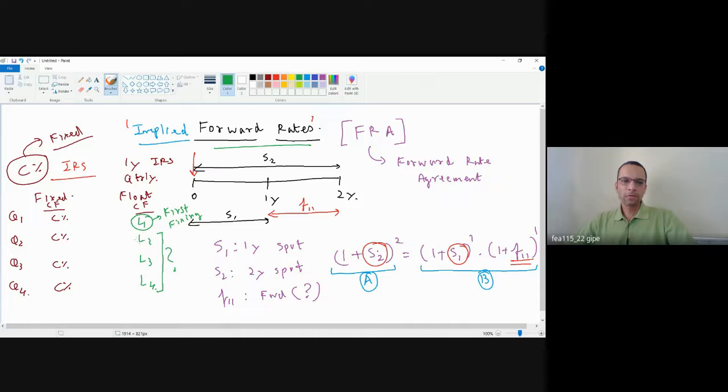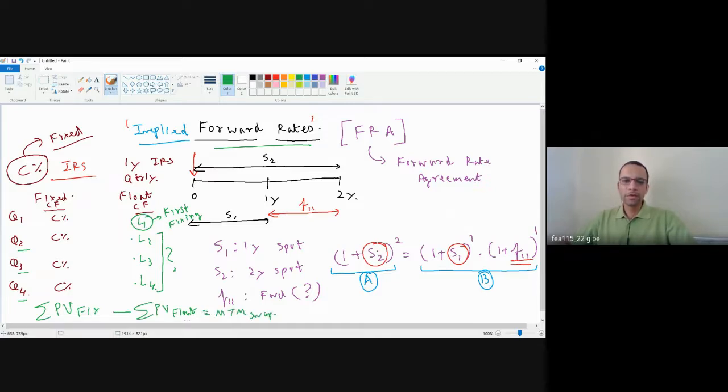And if I'm not able to figure out L2, L3, and L4, that means I don't know what the floating rates are for Q2, Q3, and Q4. And if I don't know what the floating rates are, I cannot calculate the present value for this leg, because finally we know that we need to calculate a PV of fixed leg and a PV of floating leg and simply take the difference, which will give me the MTM for the swap.